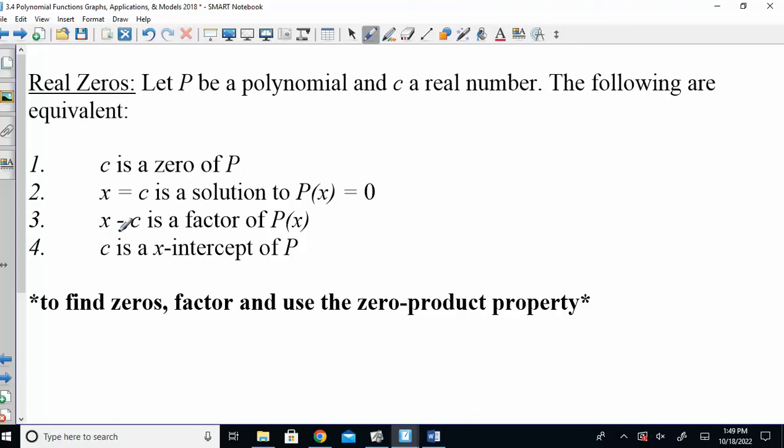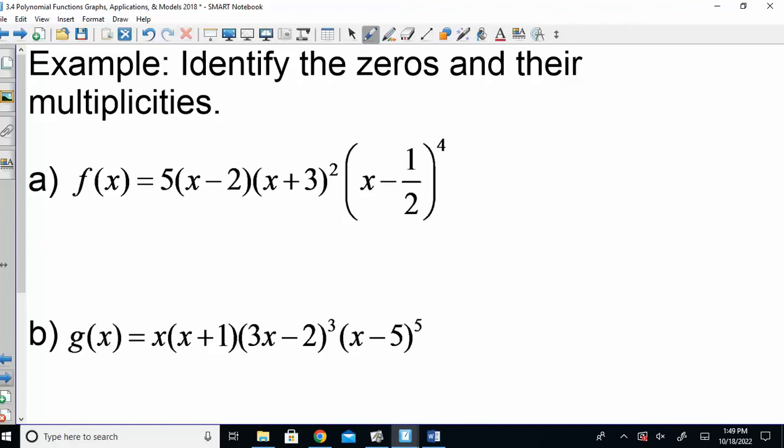I could say x minus c is a factor. If 2 is a 0, then we put x minus 2 in our factored form. Or it's an x-intercept. So there's a lot of different ways I could say this, but I'm asking for the same thing every time. What you really need to know, the 0 is just a number. When I say the factor, what does it have to have with it? The x. So a factor is x minus something. A 0 is just the number.